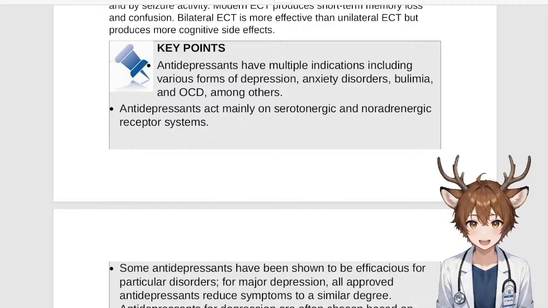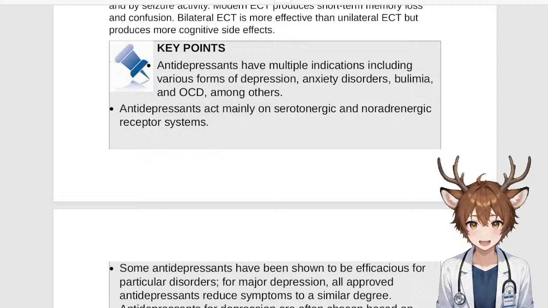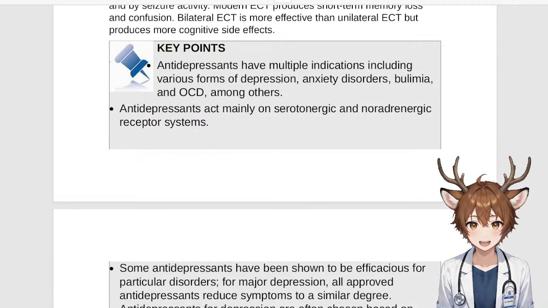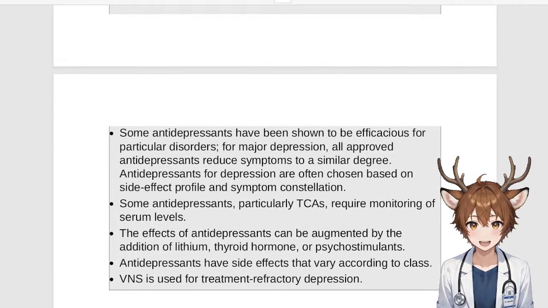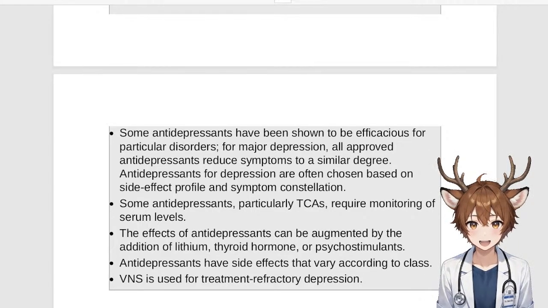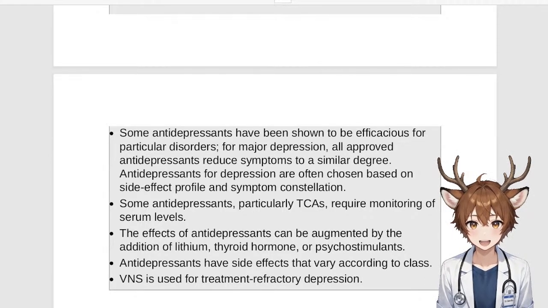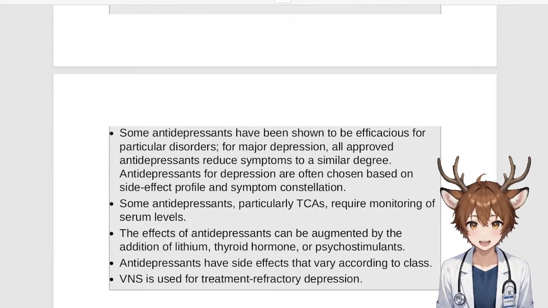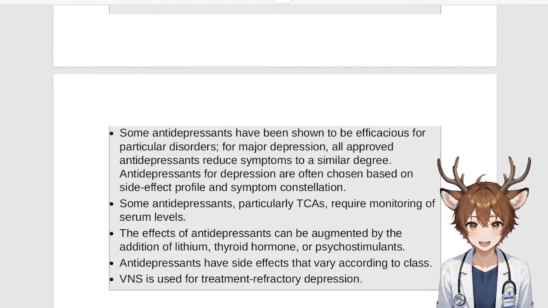Key points. Antidepressants have multiple indications, including various forms of depression, anxiety disorders, bulimia, and OCD, among others. Antidepressants act mainly on serotonergic and noradrenergic receptor systems. Some antidepressants have been shown to be efficacious for particular disorders. For major depression, all approved antidepressants reduce symptoms to a similar degree. Antidepressants for depression are often chosen based on side effect profile and symptom constellation. Some antidepressants, particularly TCAs, require monitoring of serum levels. The effects of antidepressants can be augmented by the addition of lithium, thyroid hormone, or psychostimulants.